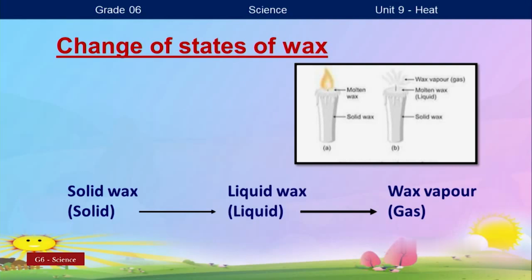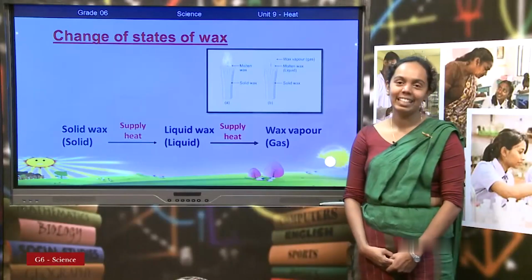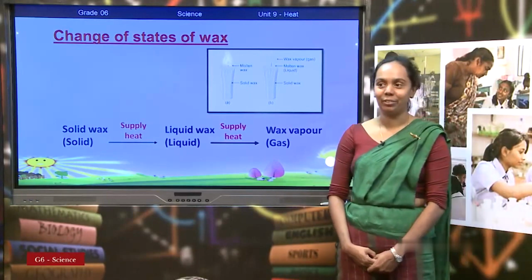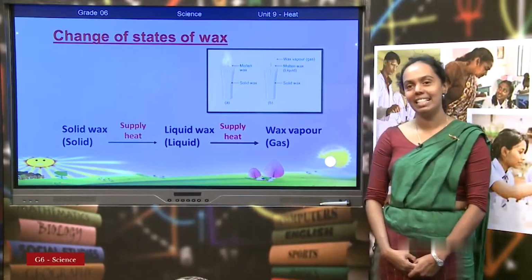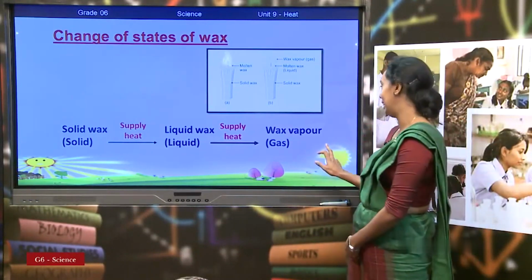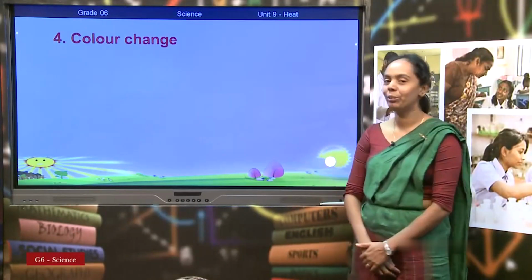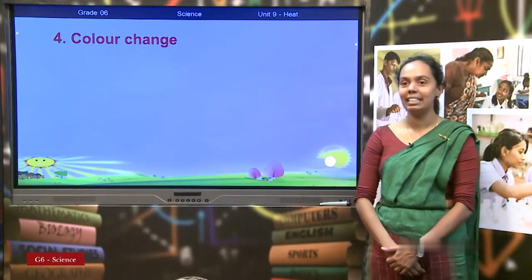Here also we can come to a conclusion: due to the heat, change of states of matter can occur. We already learned about the third effect of heat. Then we will see the fourth effect of heat. The fourth effect of heat is color change.